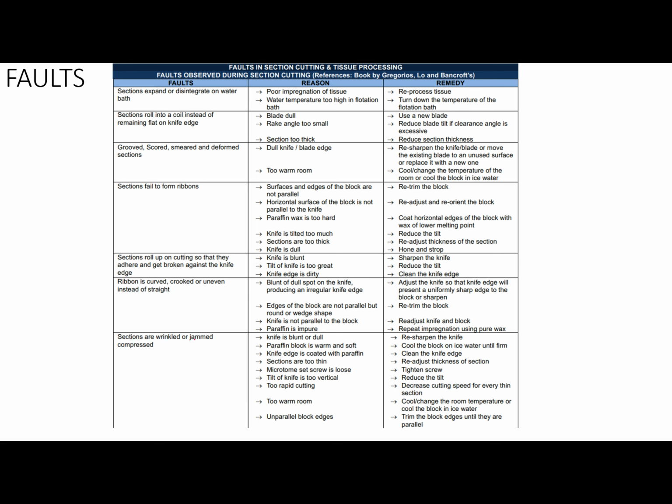Then if the sections are wrinkled or jammed or compressed, the knife is blunt or dull. To remedy this, you need to sharpen the knife. If cutting is too rapid, you need to decrease cutting speed for very thin sections.